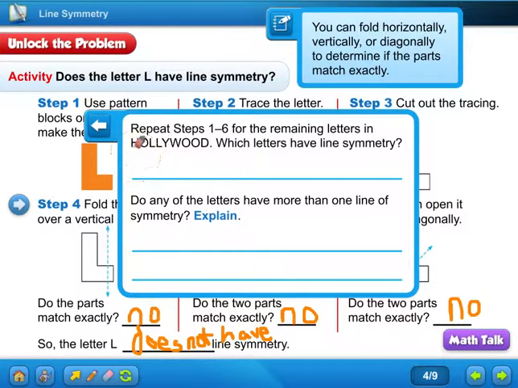All right. So what you're going to do is repeat steps 1 through 6 for the remaining letters in Hollywood. Which letters have line symmetry? That's your first step. Do any of the letters have more than one line of symmetry? And explain. So you need to answer these 2 questions. And I'm not going to do them with you, but you're going to do those on your own.